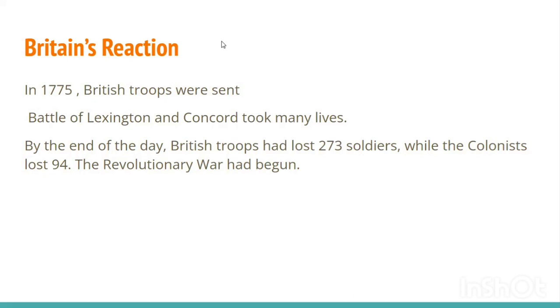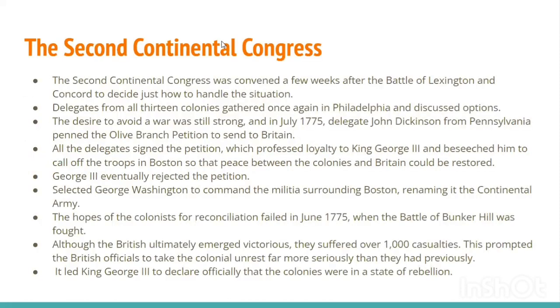But the Revolutionary War had begun. So that was a mistake of Britain. The colonies were ready to concede, to negotiate, to find a way out. But the British Crown did not listen to them, sent the troops, which resulted in battles, and ultimately the war started. After these two battles, once again, the people of the colonies met, and this is the Second Continental Congress. It was organized after the Battle of Lexington and the Battle of Concord in order to decide how they would handle the entire situation.